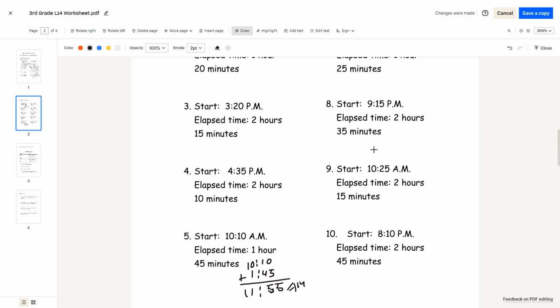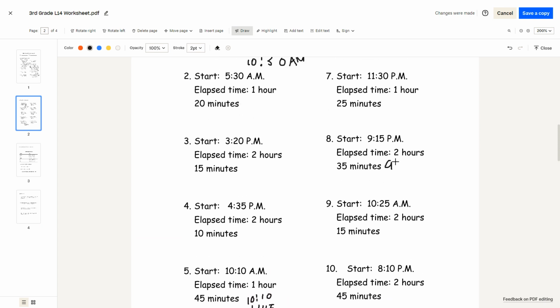Let's do number 8 here. So 9:15, and our elapsed time is 2 hours and 35 minutes. We add these together. 5 plus 5 equals 10. 3 plus 1 equals 4. 4 plus 1 equals 5. And then 9 plus 2 equals 11. So we get 11:50 p.m.